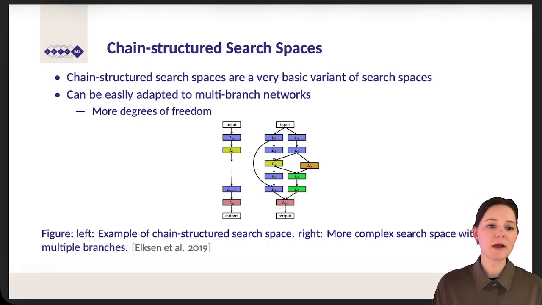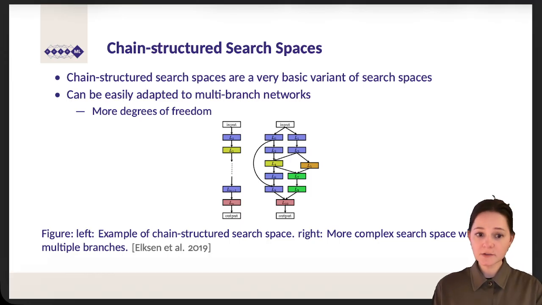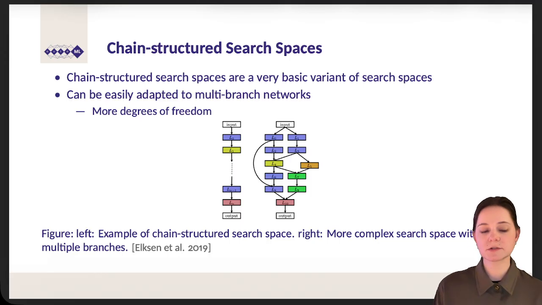On the right-hand side, we have a more complex version. So we allow for multi-branches going in parallel. We allow for different skip connections, more degrees of freedom in general, but still being a chain-structured search space. So we can add skip connections, nodes, all these things here iteratively.